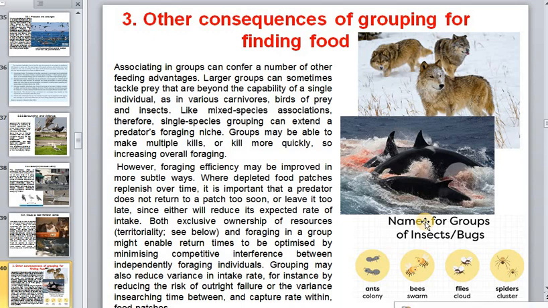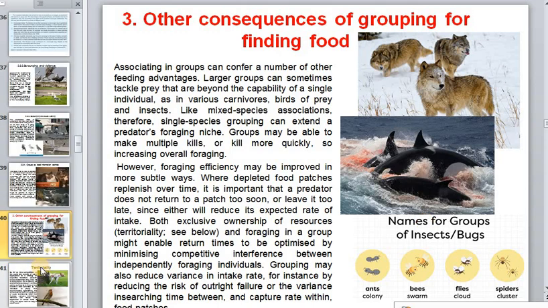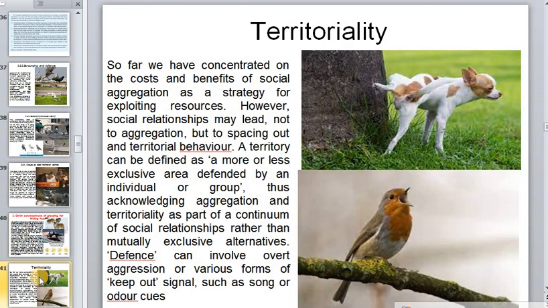The depleted food patch replenishes over time. It's important that a predator does not return to a patch too soon or leave it too late, since it will reduce its expected rate and length. And one more in this practice, very important, is the territory where the animal group lives.